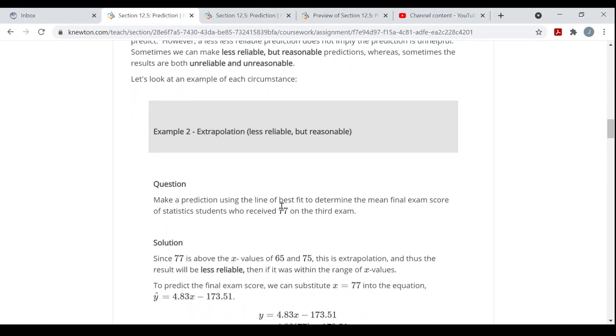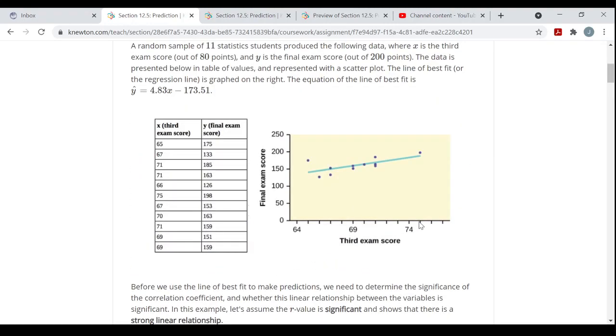So I'll actually go over these examples here because these can be a bit confusing. So here's an example where I'm doing extrapolation, right? I'm plugging in a value outside my range of x values, and we get a less reliable but still reasonable prediction. So here, make a prediction using the line of best fit to determine the mean final exam score of statistics students who receive 77 on the third exam. So you see 77 is above the highest x value. So I'm doing extrapolation. I'm making guesses, predictions outside my normal range of data.